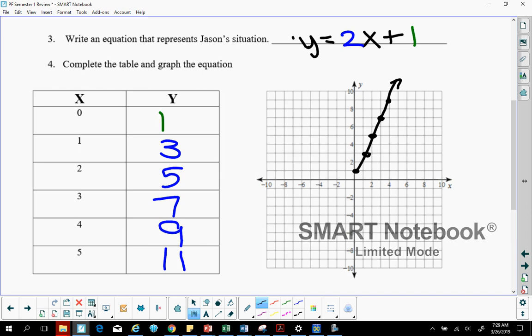Why wouldn't I bring the arrow down? Why wouldn't I bring it this way and go towards negative? Can I have negative weeks and negative stars? No, right? I can't give Victor negative 7 stars. That doesn't make sense. So that's why we have to start with the positives, right?